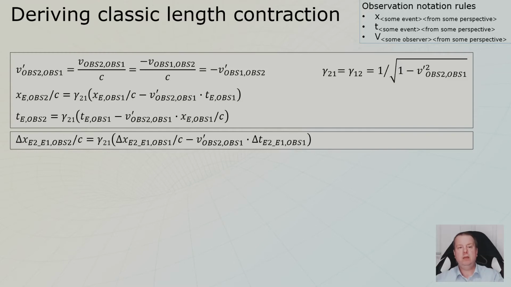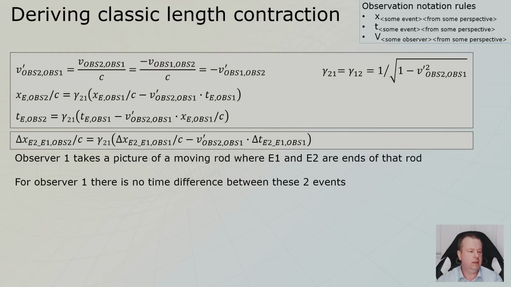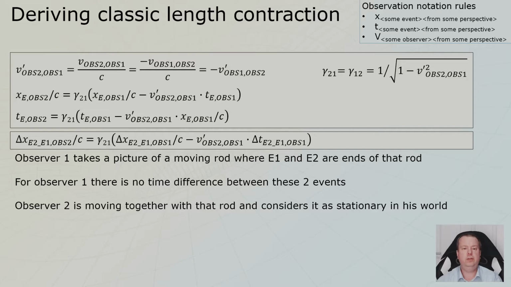And now imagine the stationary observer is photographing or filming a moving rod. One end of the rod is event number 1 and the other end of the rod is event number 2. So when the picture is taken, he will see the rod on his picture, and those events are at the same time from the perspective of observer 1, which is the stationary observer here. Let's also consider another observer who is having the rod in his hand and is moving with the rod. For observer 2, the rod is not moving. It's always stationary from his perspective. So he's moving along with the rod.